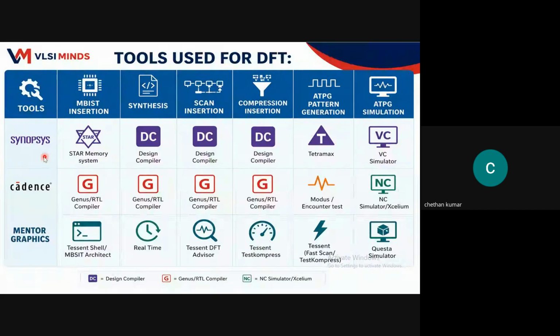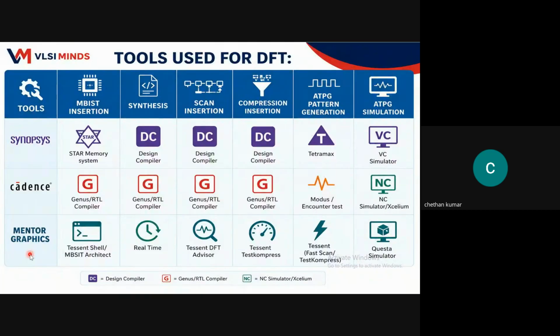From Synopsys, for MBIST we use SMS, that is Synopsys Memory System, and Design Compiler (DC) for the other processes like synthesis, scan insertion, and EDT insertion, TetraMAX for pattern generation, and VCS for the simulation. From Cadence, we use Genus, Modus, and Xcelium. Genus is used for MBIST insertion, scan insertion, and EDT insertion. Modus is used for pattern generation, and the Xcelium tool is used for the simulation, that means to validate the patterns which are generated.